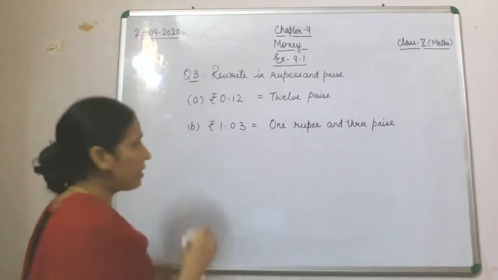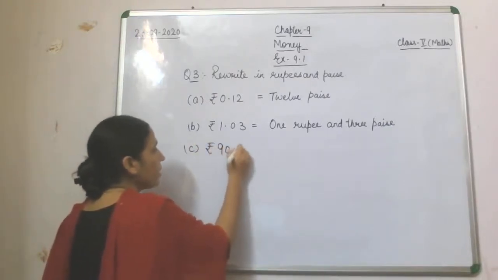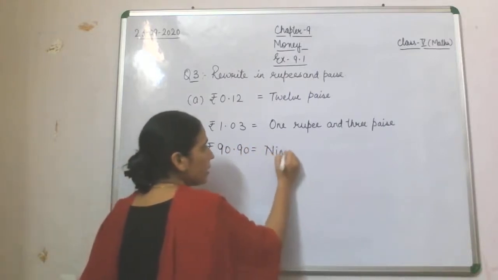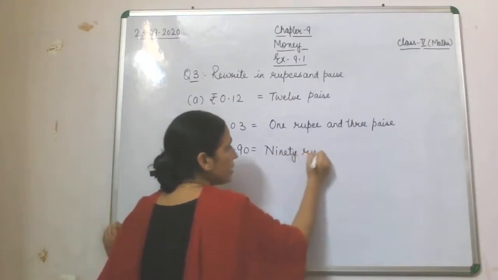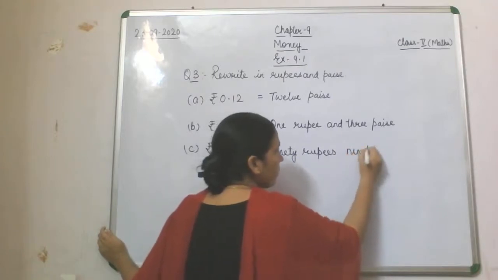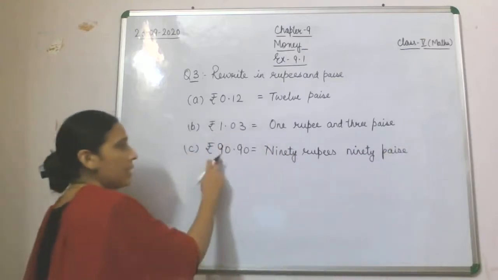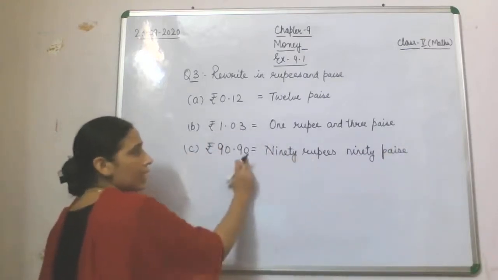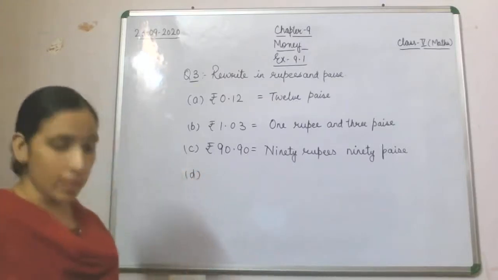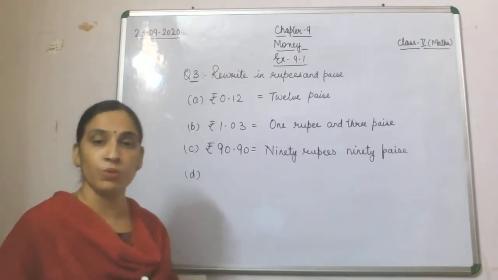Now come to C part, that is rupee 90.90. So how will we write? 90 rupees 90 paise. 90 rupees and 90 paise. Quite simple. As we are speaking in words, in the same way you have to write it.